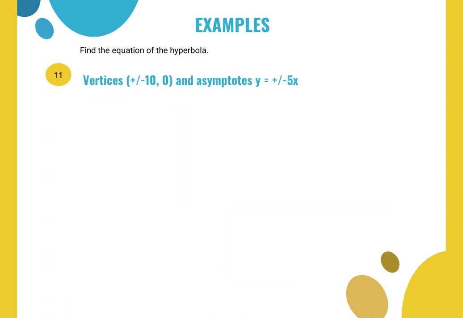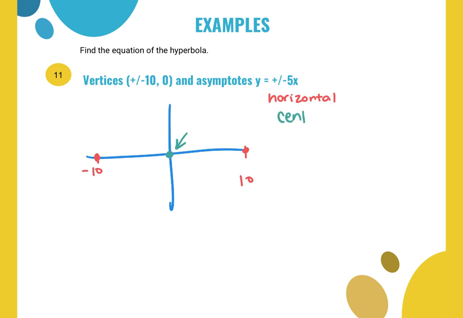All right, example 11. Vertices at plus and minus 10, 0. So positive and negative 10, those are your vertices. Already I know that this is horizontal. Halfway between these would be my center, which is 0, 0. And a is 10. So x squared minus y squared equals 1. And x squared is over 10 squared, which is 100.